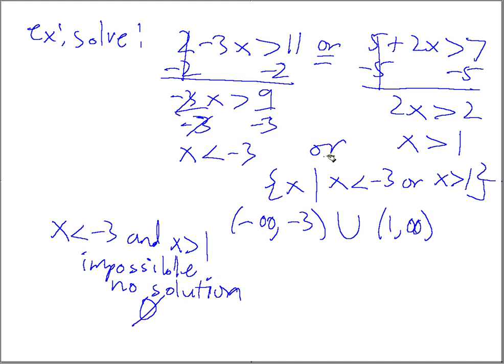So again, only the word or makes sense here. The word and would not have made sense, because we cannot be less than negative 3 and at the same time be bigger than 1. We can be less than negative 3 or be bigger than 1, but not both. Either we're here or we're here, but we can't be in both places. So no solution if it's and, but there is a solution if it's or. Okay, let's take a look at this problem then.